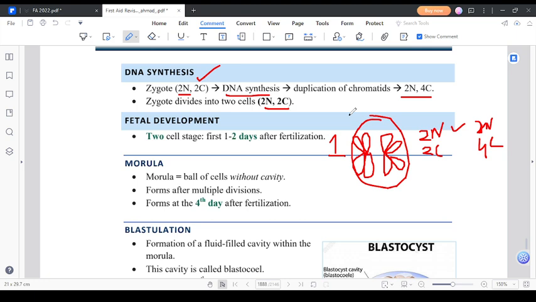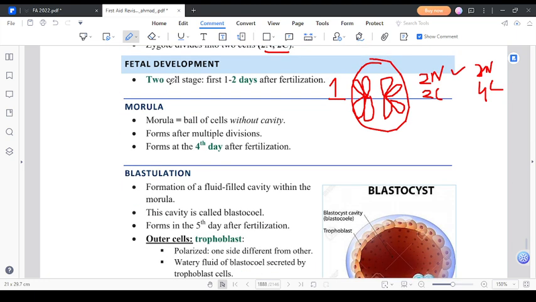In the case of a cell that is just going to divide, it will become 2N 4C. So these are the small things that you must remember. Then fetal development, 2 cell stage, first 1 to 2 days after fertilization. The zygote will be broken down into 2 cells, like this one cell, add another cell. So this 2 cell stage comes 1 to 2 days after fertilization.